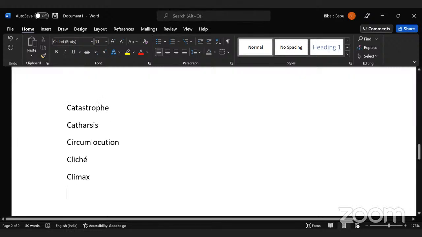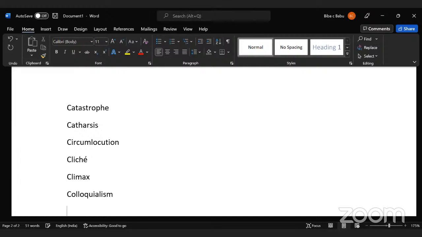Next is climax. Climax is the point when the action of the story reaches its emotional peak. When you are reading or watching a play or story, when the action taking place in the story reaches its emotional peak, it is called climax.